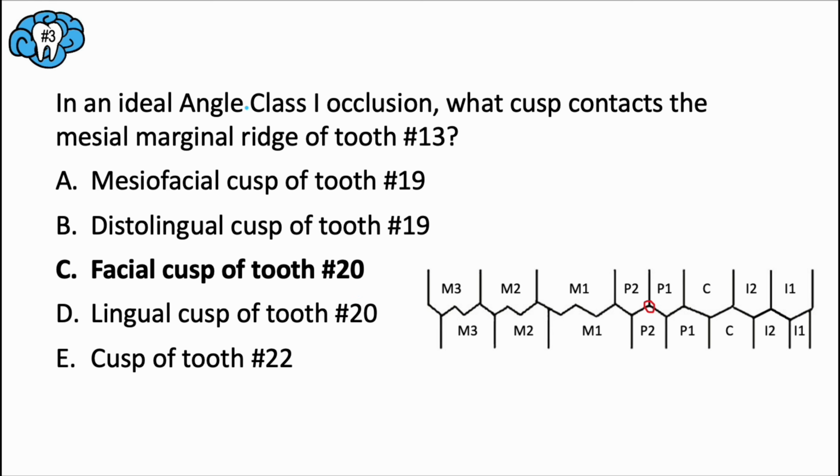Now, if this question said distal marginal ridge of tooth number 13, then the answer would have been A, where the mesiofacial cusp of tooth number 19 would be contacting the distal marginal ridge of that tooth.